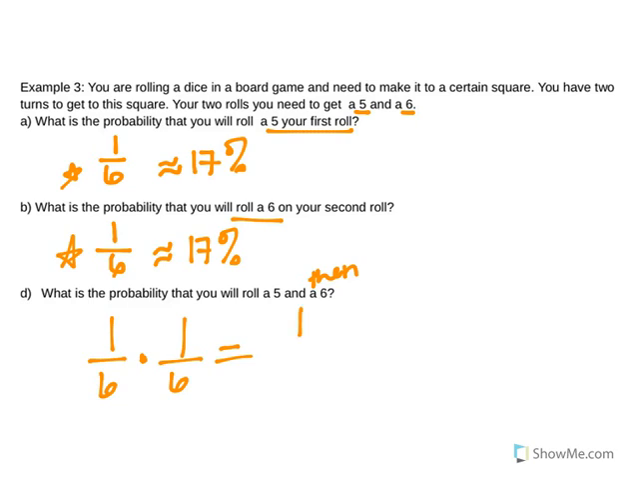Multiply the tops to get 1. Multiply the bottoms to get 6 times 6, which is 36. Divide these numbers and times by 100, and you get roughly 3%. So it is smaller for both things to happen.